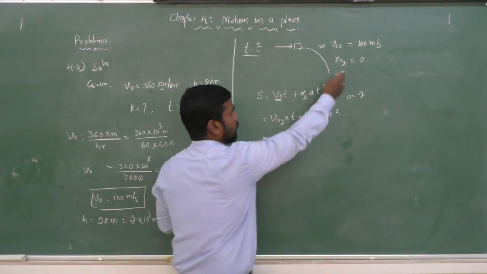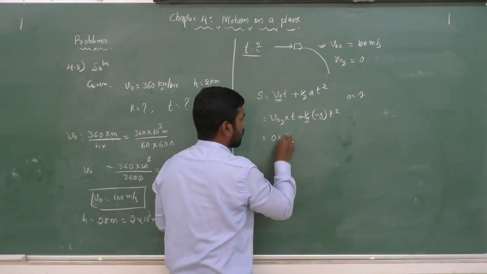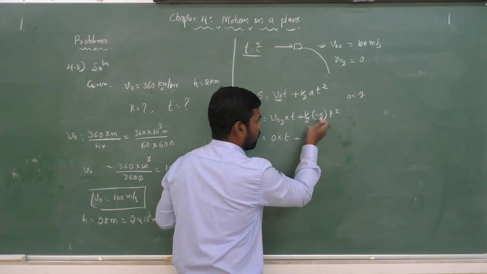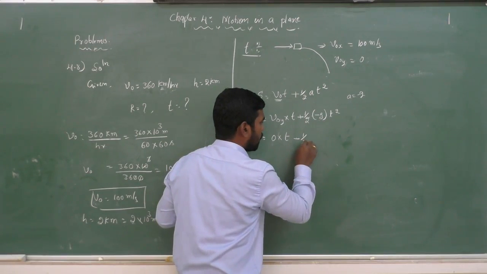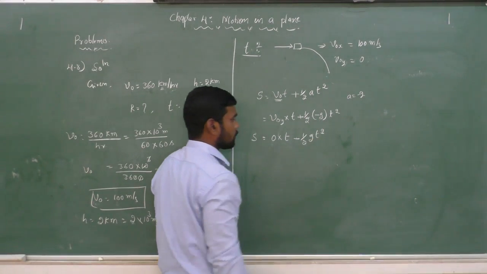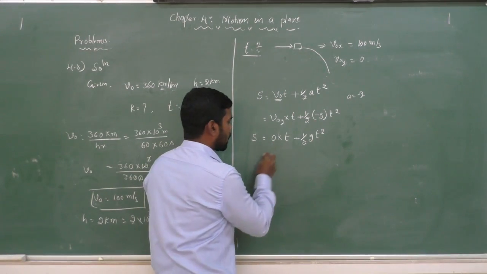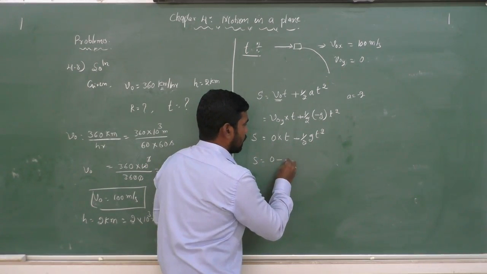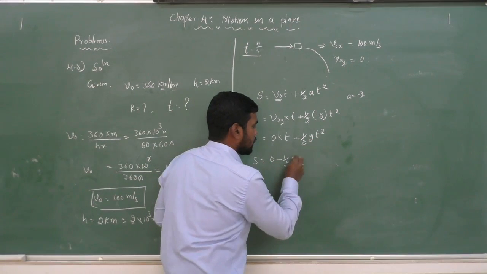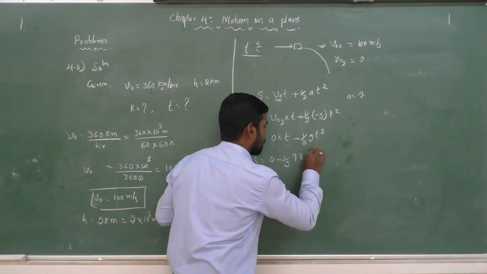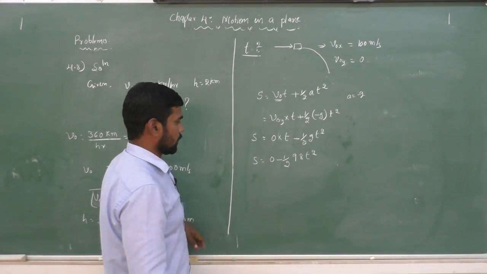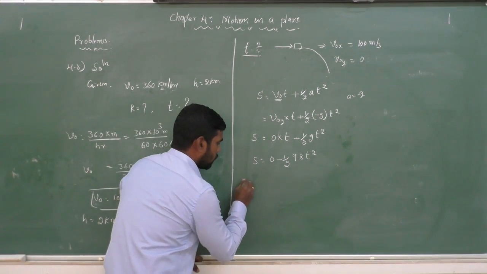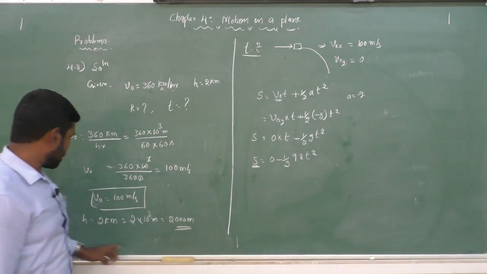Here, what is V0y? That one is 0. 0 into T is 0. So S is equal to minus half into G T square, and this first term becomes 0. What is the value of G? It is 9.8. So S is equal to minus half into 9.8 T square.